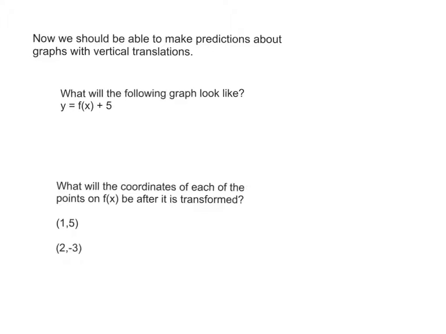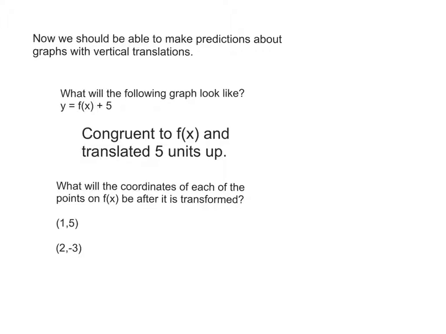What will the following graph look like? Y equals f of x plus 5. What's that going to look like? It's going to be moved up 5. So it's going to be congruent to whatever f of x is and translated 5 units up. It doesn't matter what f of x was. It's still going to be congruent to that, so look the same as f of x, but translated 5 units up.